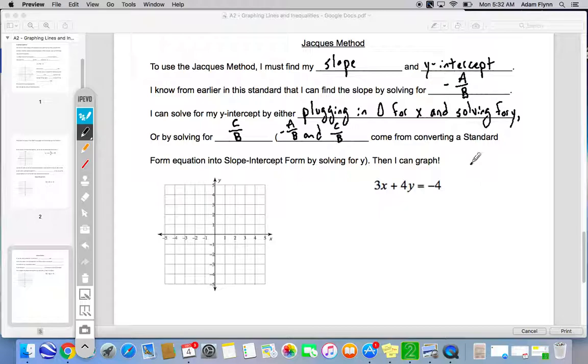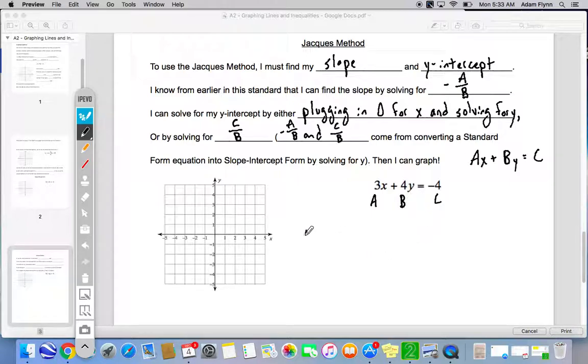So if we had our standard form equation, ax plus by equals c, and we solved for y, we would have our equation without numbers. We would have a, b, and c instead. We would have this in slope-intercept form, and we would realize that our slope would be negative a over b, and our y-intercept would be c over b. So let me label here. We have the same example, a, b, and c.